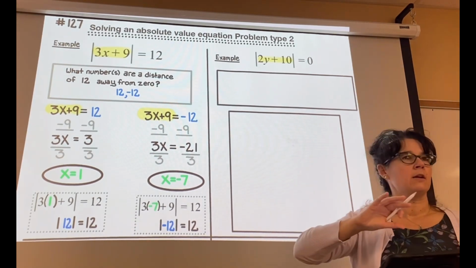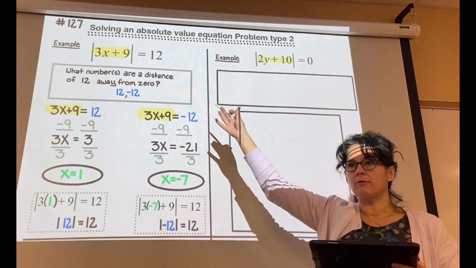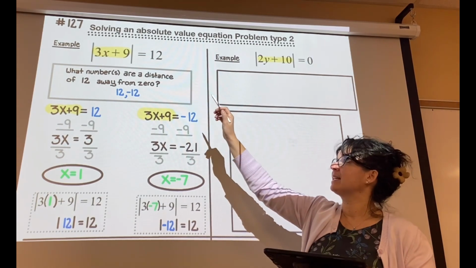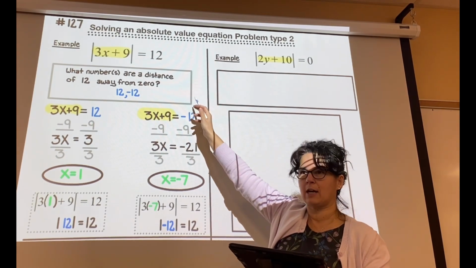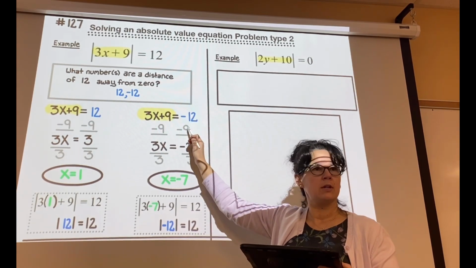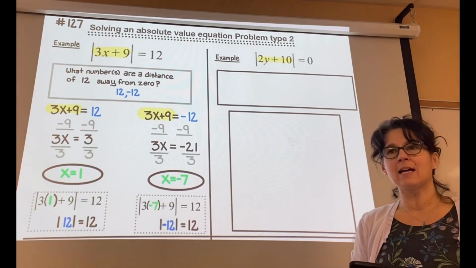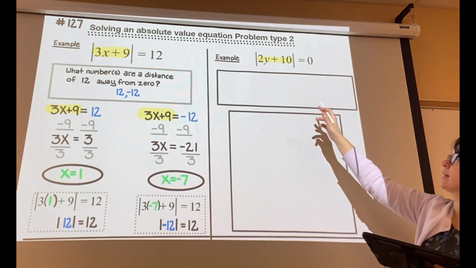So the big picture is you get your absolute value by itself, which it already is, and then you set what's inside the absolute value equal to 12, the number on the side, and equal to negative 12, to find the numbers that would make the inside of the absolute value those numbers. Let's have just one more quick example.